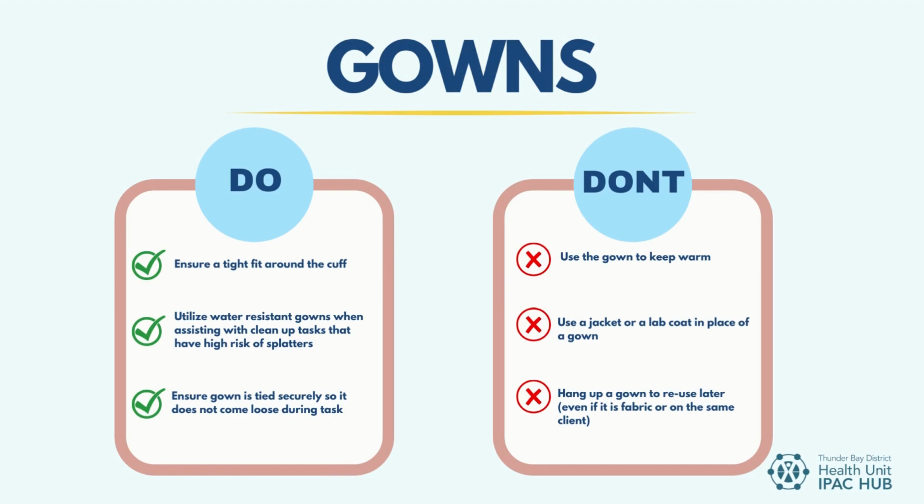Gowns should not be extended past the point of use. As with gloves, they can move infectious agents to other rooms, surfaces, clients, and staff. They are single task and should be discarded or put in a dirty laundry bin to be laundered after each individual and each task. Never hang them up to reuse them on the same individual. Treat them very similarly to gloves.